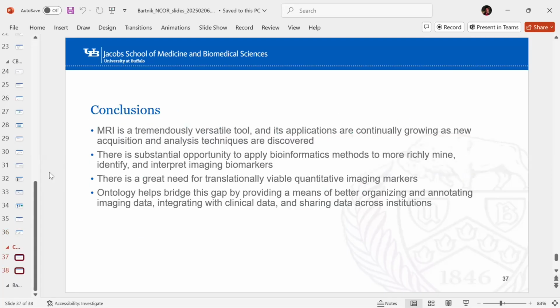So in conclusion, MRI is a very versatile tool. We're continually seeing new applications of it to both the clinical and the research settings. So there's a substantial opportunity to apply bioinformatics methods to richly mine, identify, and interpret imaging biomarkers. But there's a great need for translationally viable quantitative imaging markers. And so ontology helps bridge this gap by providing a means of better organizing and annotating imaging data, integrating them with clinical data, and sharing across institutions.